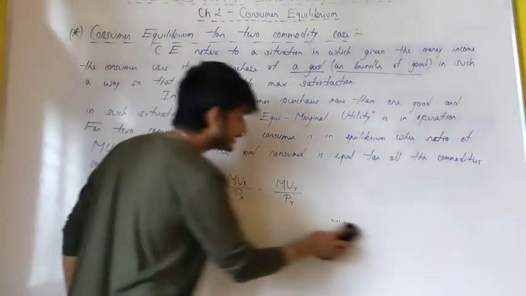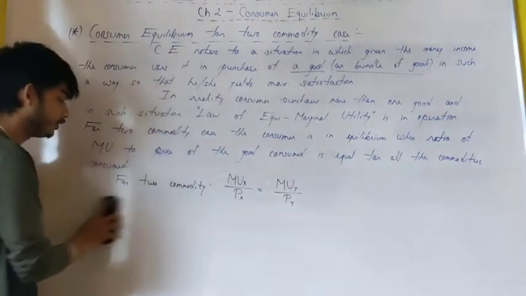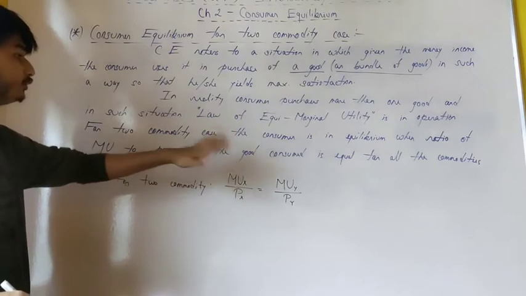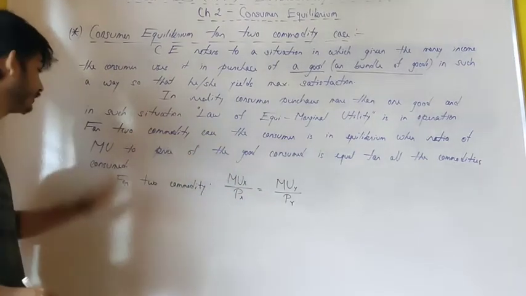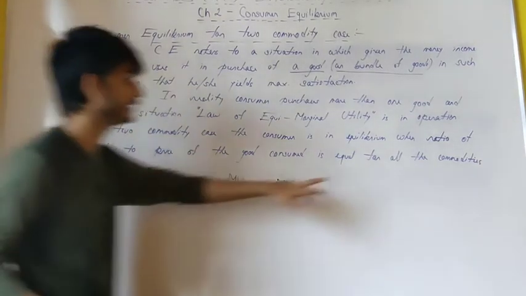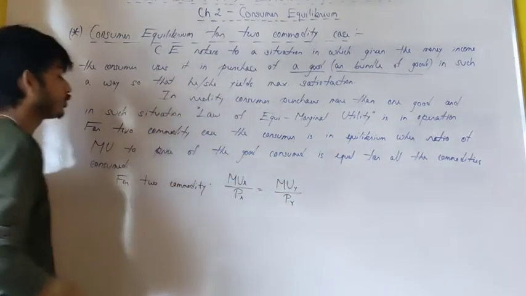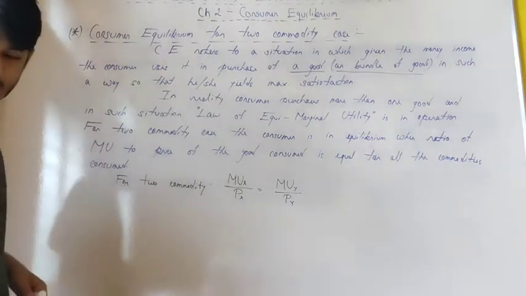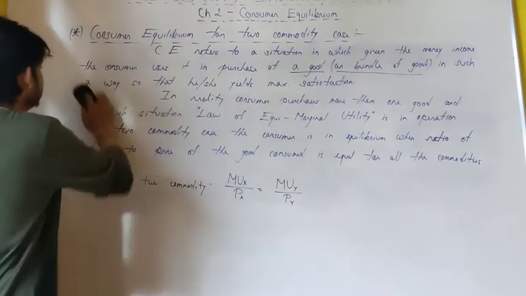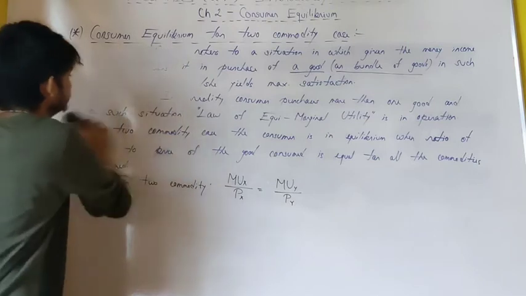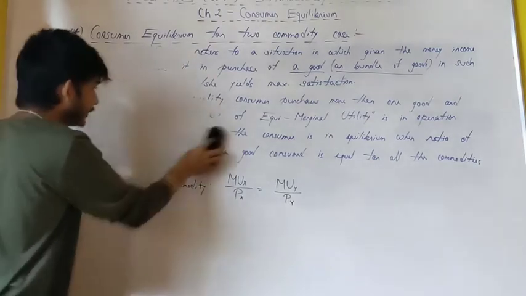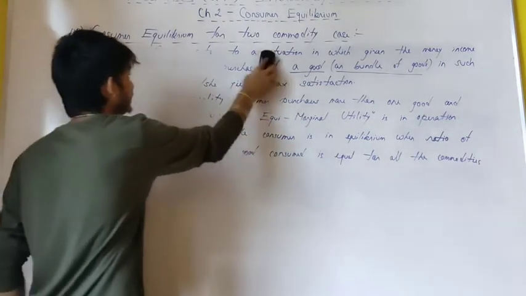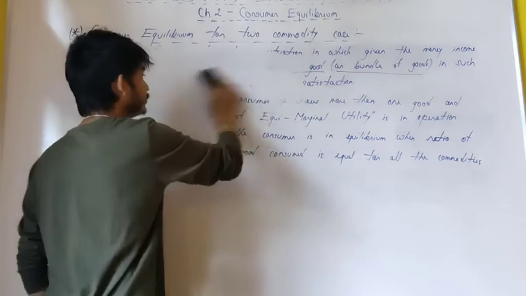So for the two commodity case, the consumer will be in equilibrium where the ratio of marginal utility to prices of goods consumed is equal for all the commodities consumed. All the commodities here I mean the two commodities consumed. Well, this can be explained with the help of a table. So I am wiping this apart. If you want to take a note, you can rewind this video and take a screenshot while pausing the video.